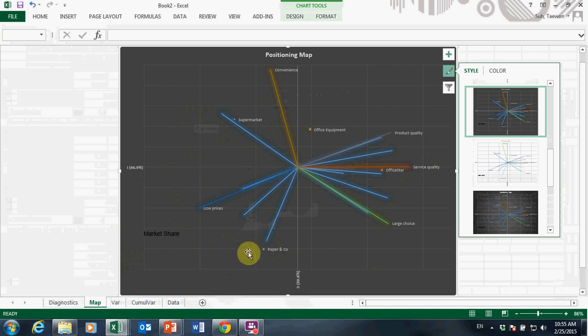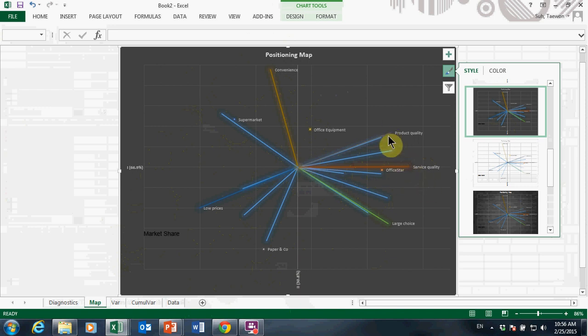The first brand meeting the line is the first brand in terms of the attribute. So Pepper & Co. is the leading brand in terms of low prices. And then supermarket is the second, and you stop. Beyond 0, there's no meaning. And in terms of convenience, same thing: a perpendicular line from the faraway place, approach it to 0. Supermarket is number 1 in terms of convenience, and office equipment is number 2.